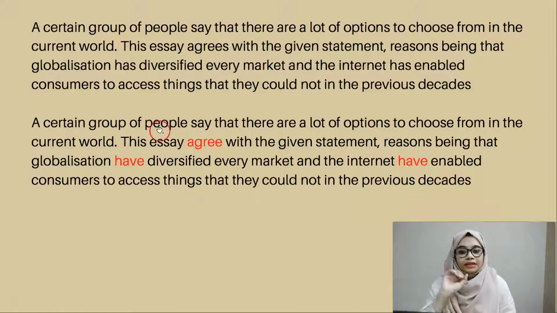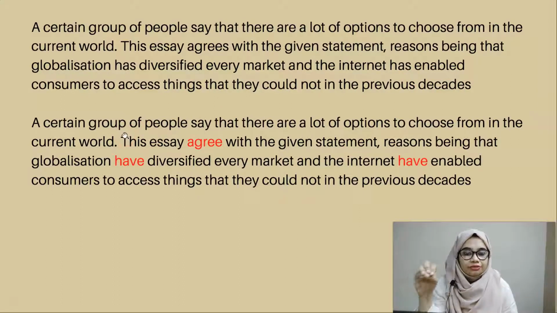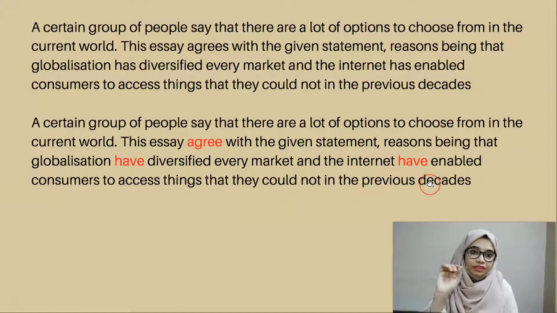Now, in the second paragraph, we are going to show you where we could make mistakes if we get subject-verb agreement wrong. A certain group of people say that there are a lot of options to choose from in the current world. This essay agree with the given statement, reasons being that globalization have diversified every market and the internet have enabled consumers to access things that they could not in the previous decades.